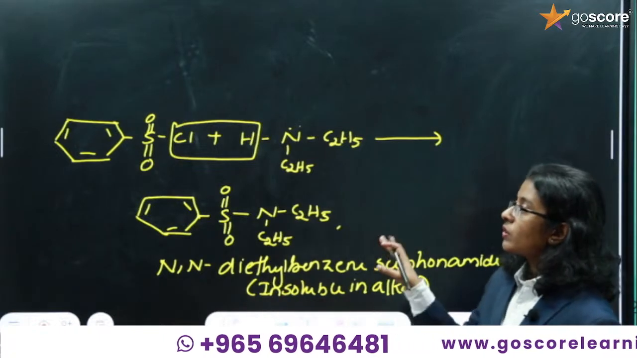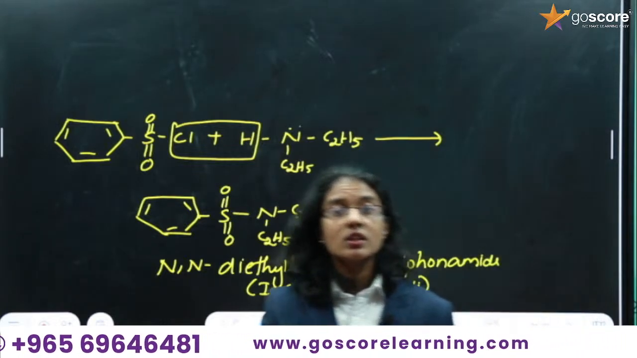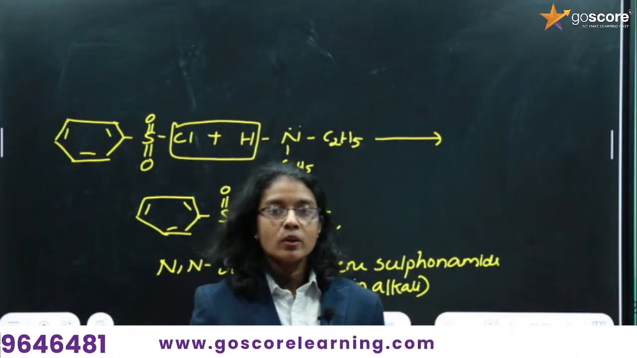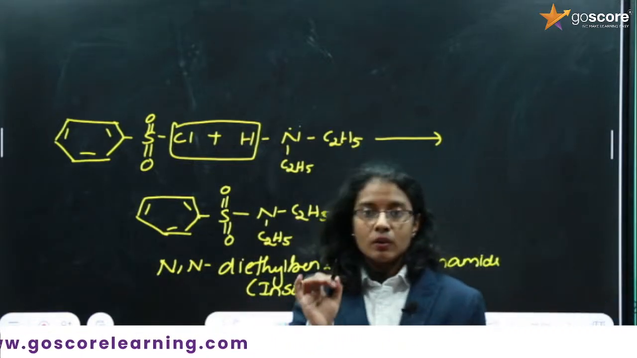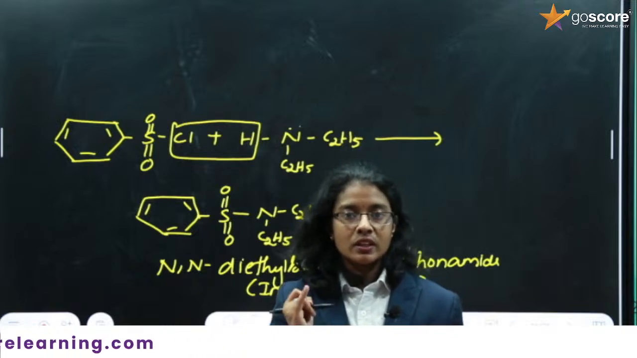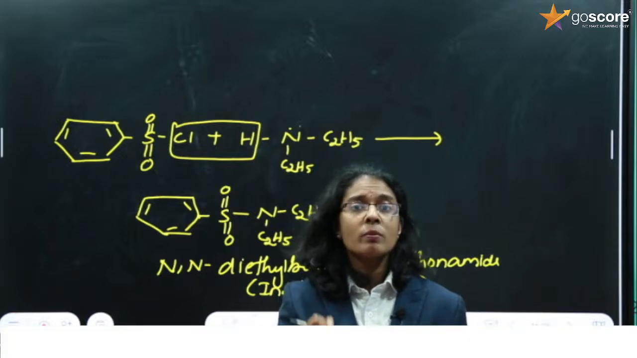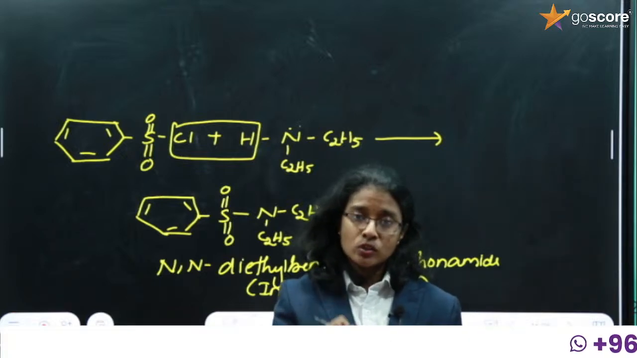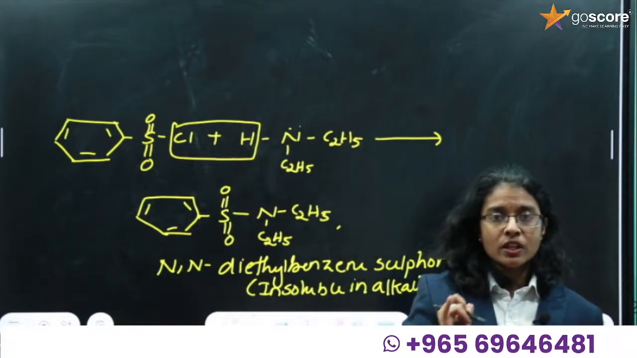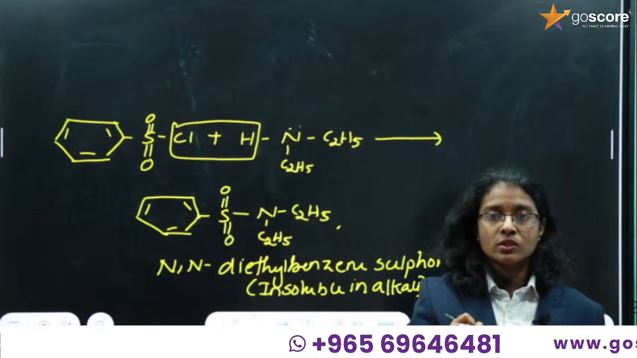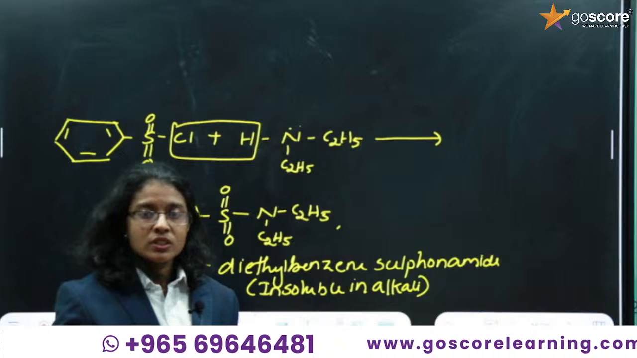Is it? So from this we can distinguish whether it is a primary, secondary or tertiary amine. I hope the distinguishing tests are clear for you. First one is carbylamine. In carbylamine, the primary amine reacts with chloroform and KOH. You will get isocyanide, a foul smelling substance. Which is the foul smelling substance formed in carbylamine reaction? Isocyanide.